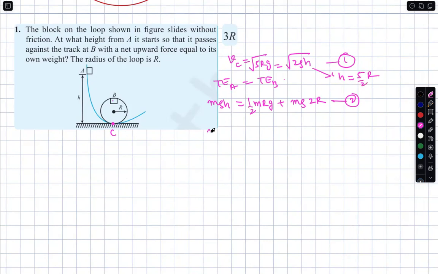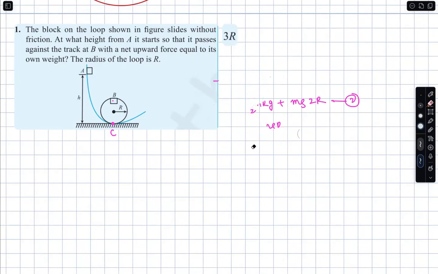Use that H over here. mg 5R/2 is mgR/2. How does it all come? One minute. No, you need to, the radius of the loop is R. You need to keep H only. One minute. You need to keep H only. You don't require this.